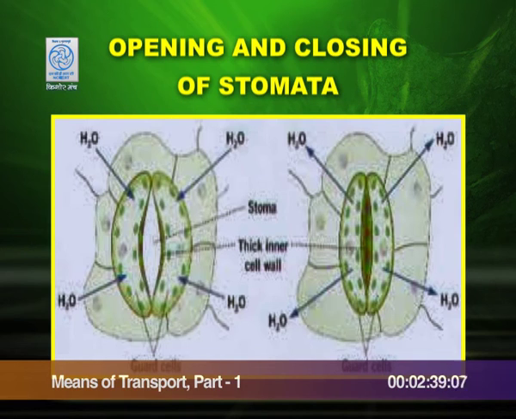The following diagrams clearly explain the opening and closing of stomata. During opening of stomata, you can see the guard cell absorbs water, the pore opens and the stomata is opened. On the other hand, in the case of closing of stomata, the water oozes out and the guard cells become flaccid and the stomata closes.